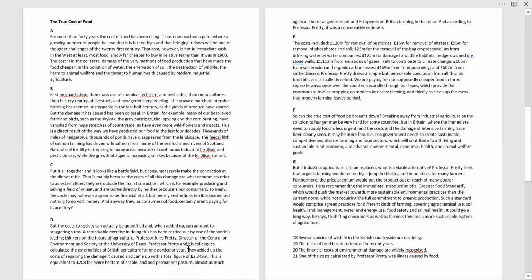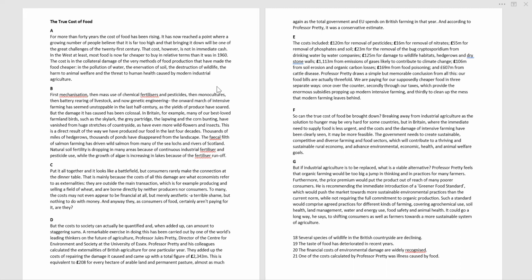They added up the cost of repairing the damage and it came up to a total figure of 2343. They're talking about the environmental damage. This is equivalent to 208 for every hectare of arable land and permanent pasture. Almost as much as, again, we need to move up, the total government and EU spend on British farming that year. And according to Professor Pretty, it was a conservative estimate. So it was not widely recognized, it was conservative. Got it?